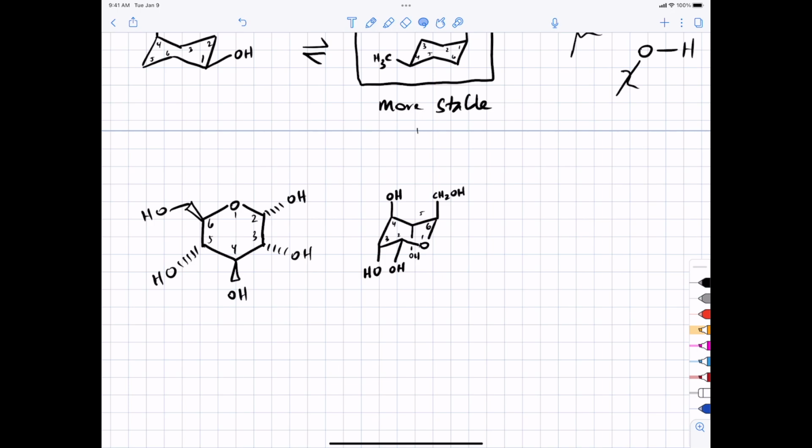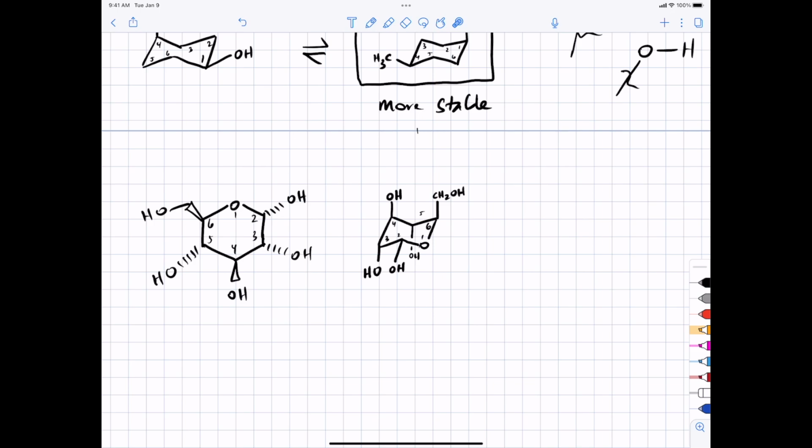Yeah? We just know whether it's supposed to be down or up based on how it's drawn, whether it's coming towards us or away from us? Yes, we just know whether it's supposed to be down or up because it's drawn here up towards us or away from us. And that can be axial or equatorial? Yes, down can be axial or equatorial, up can be axial or equatorial, which will depend on where you started when you drew your ring.